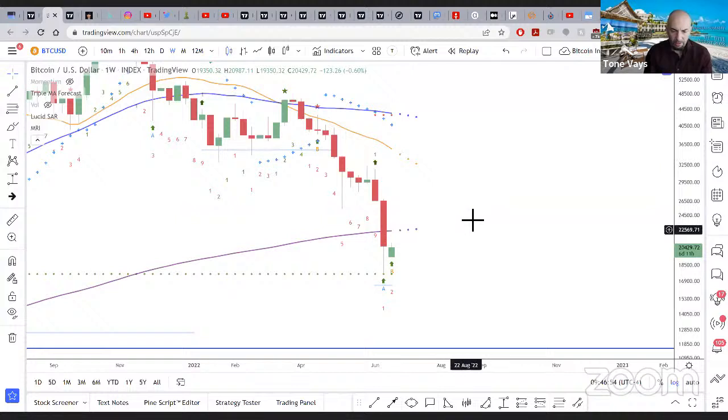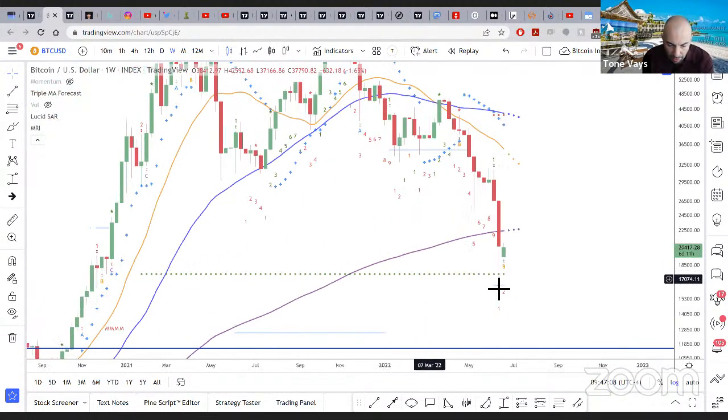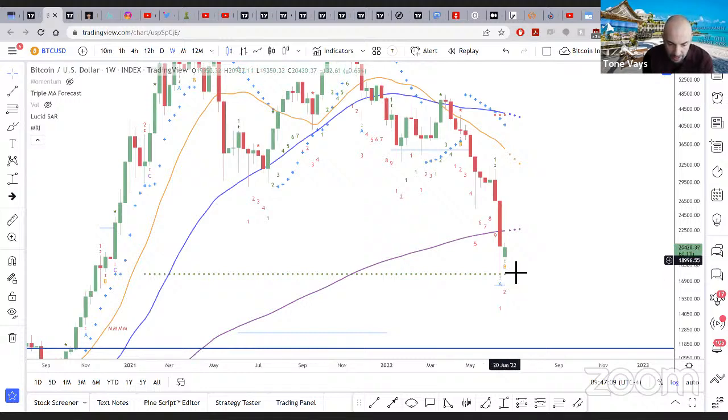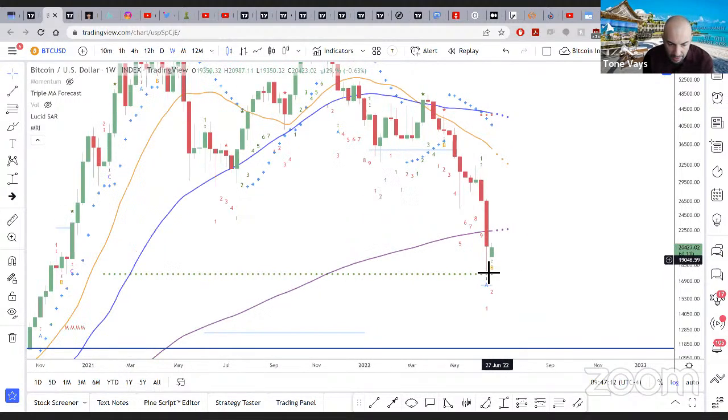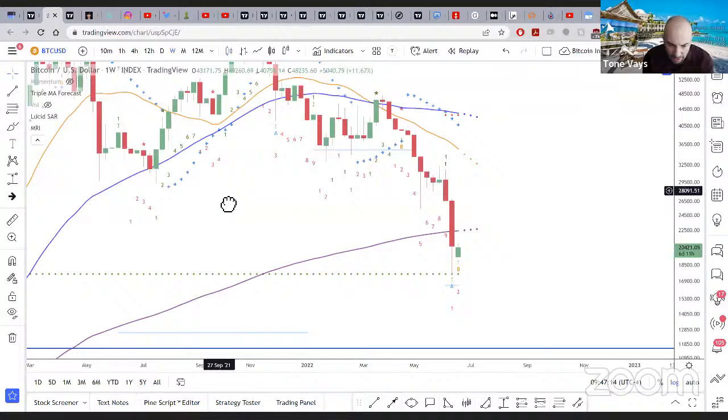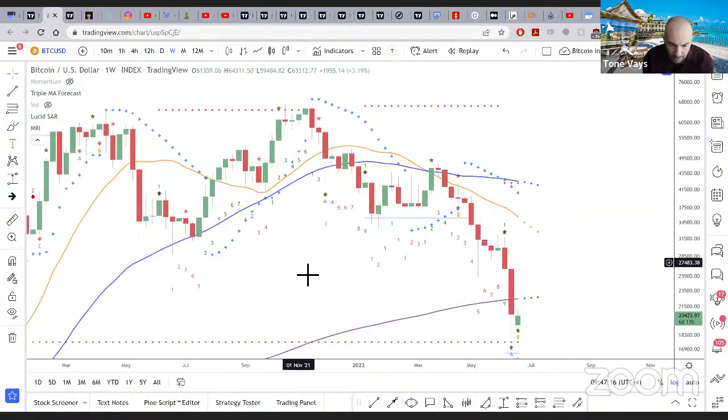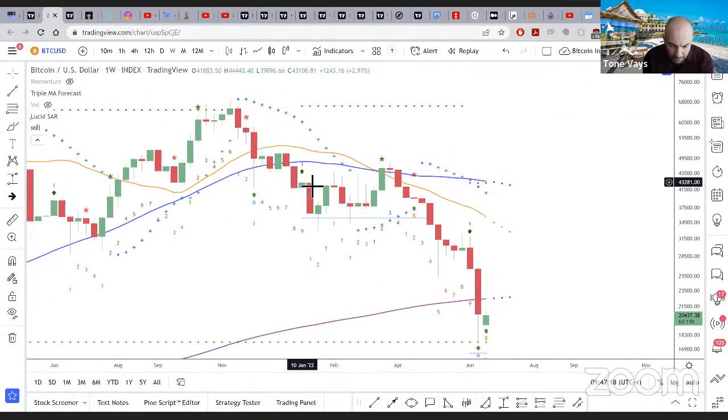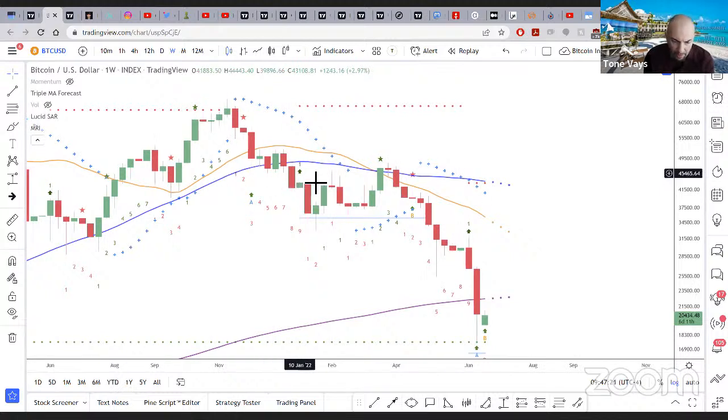The weekly chart starts to get very interesting in the fact that last week's candle had an extension A buy opportunity that literally touched the MRI support line. Today is the end of extension B. Where are these extensions coming from? Well, these extensions are coming from this MRI buy opportunity.